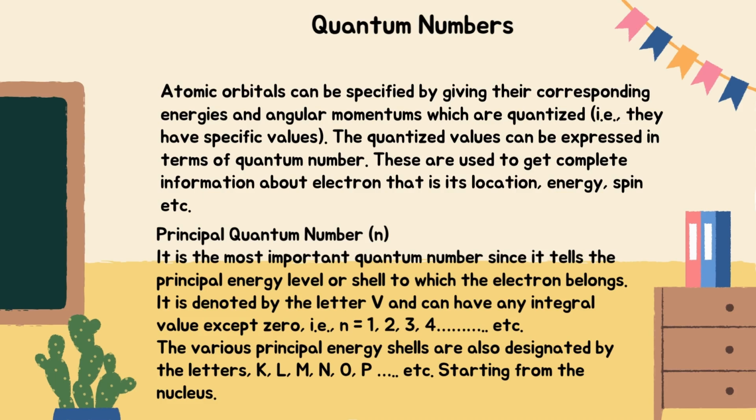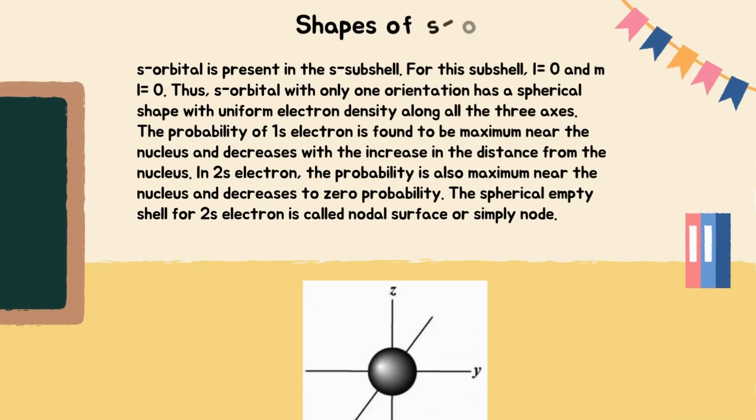Principal quantum number, n. It is the most important quantum number since it tells the principal energy level or shell to which the electron belongs. It is denoted by the letter n and can have any integral value except 0, i.e. n equals 1, 2, 3, 4, and so on. The various principal energy shells are also designated by the letters K, L, M, N, O, P, starting from the nucleus.